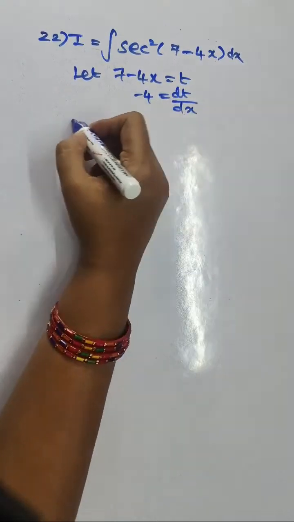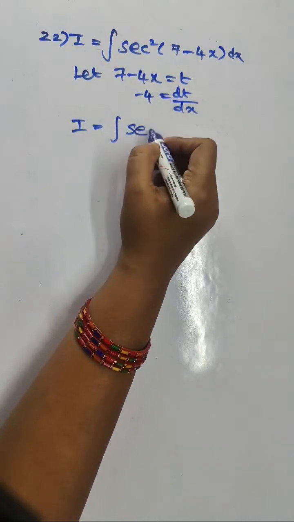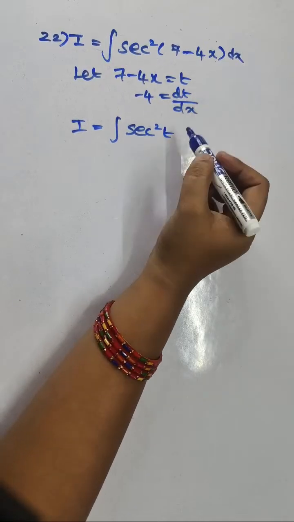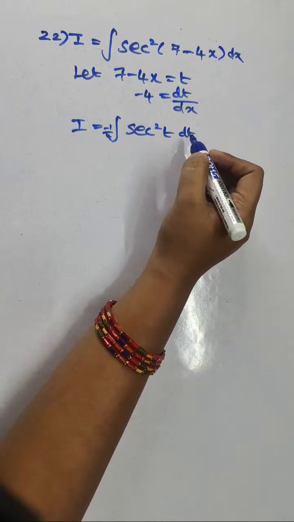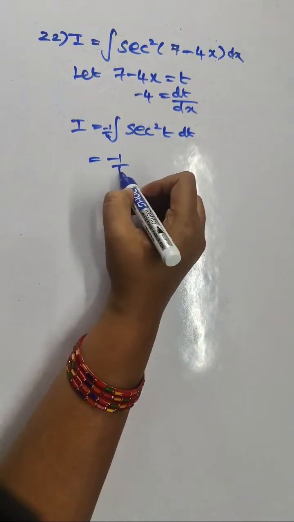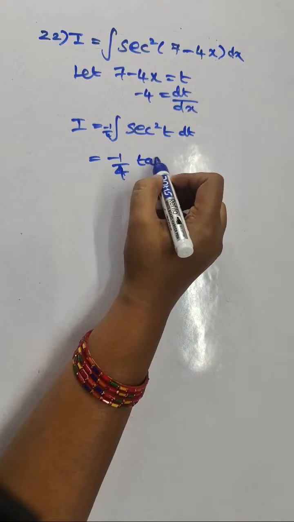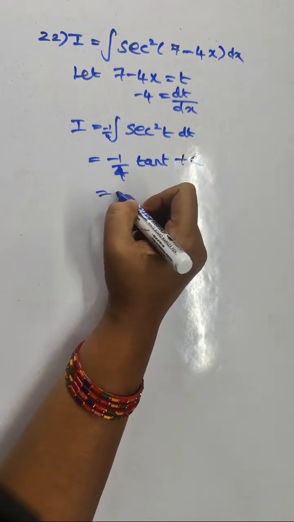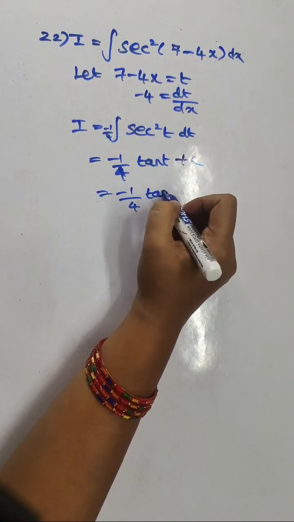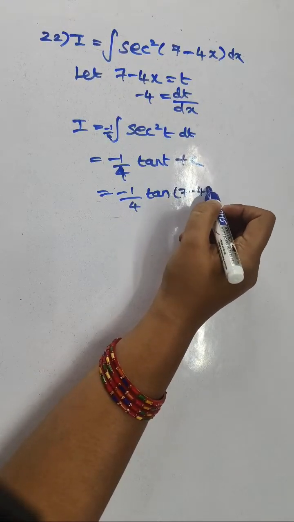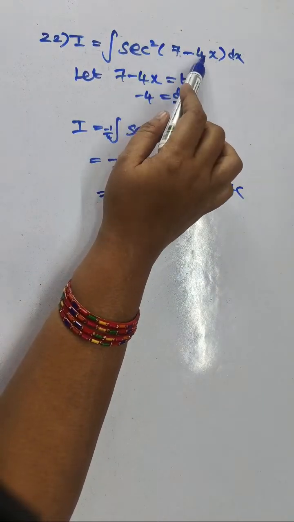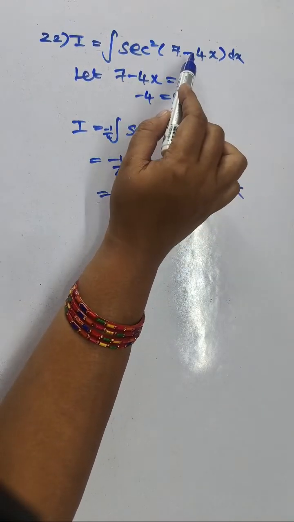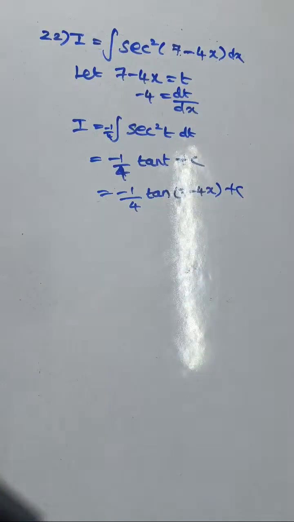So given question, secant square t, in place of dx it is replaced as minus 1 by 4 dt, and we know the formula for secant square, that is tan t plus c, and in place of t, you can write it as 7 minus 4x, or straight away if you do tan of 7 minus 4x, the whole by coefficient of x, which is minus 4 here, that you will write in the denominator part.